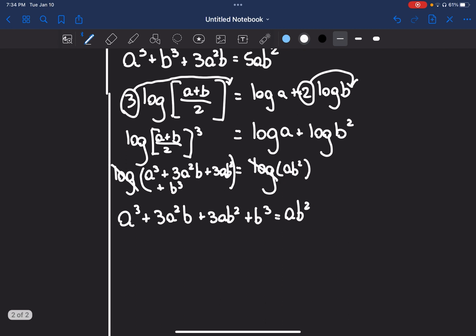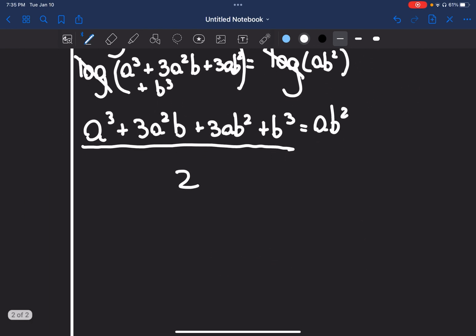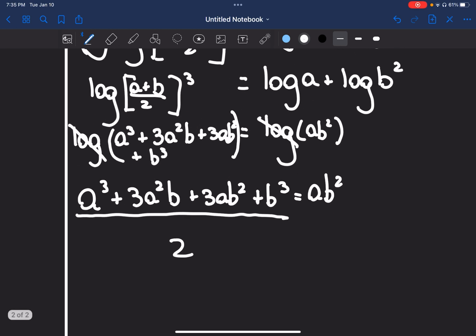And here's something that we need to not forget: this is over 2. I slightly forgot it, please forgive me. But it's over 2, so what we need to do is cube the 2 as well. We forgot to cube the 2. The cube of 2 would be 8. My apologies, this should be over 8 when it's cubed.